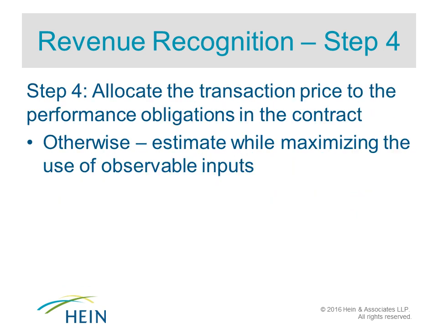If there is no observable price of a good or service, we're ultimately going to need to estimate that. And when estimating that, you're going to want to maximize the use of all the observable inputs that exist. Some of those, we'll talk about many of them throughout the slides, but at a high level, that really may include market conditions or entity-specific factors, the type of customer you deal with, uniqueness of your business, those sorts of things.